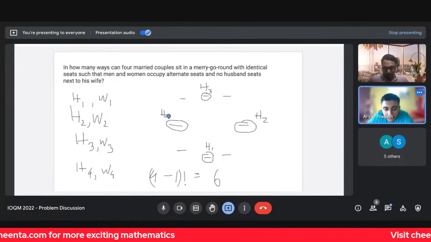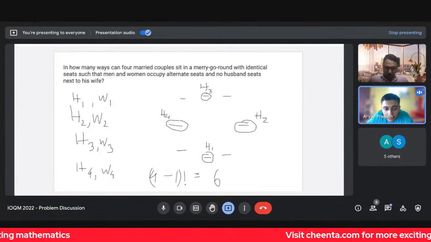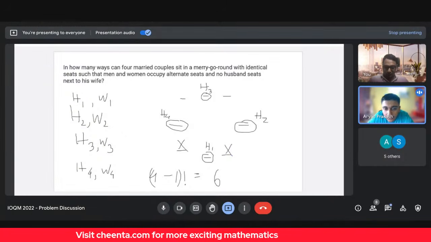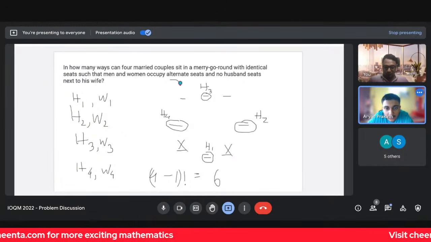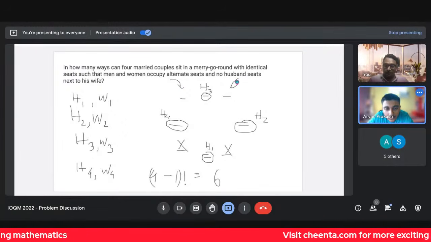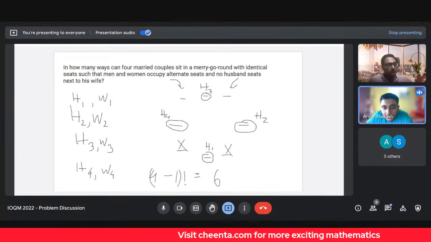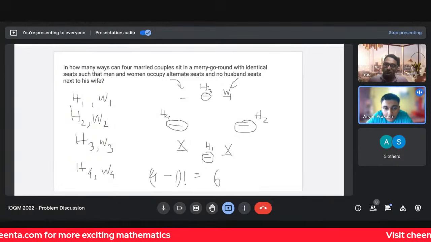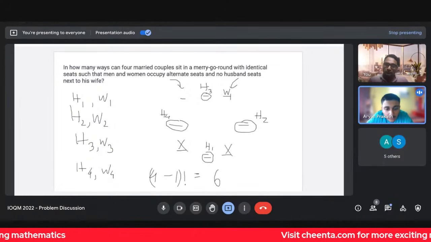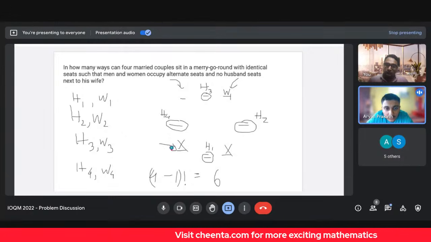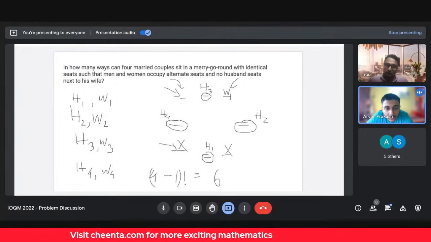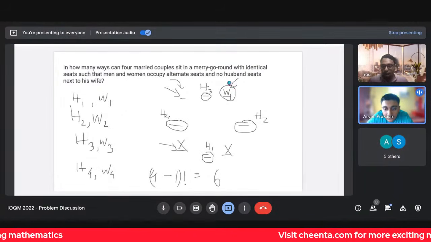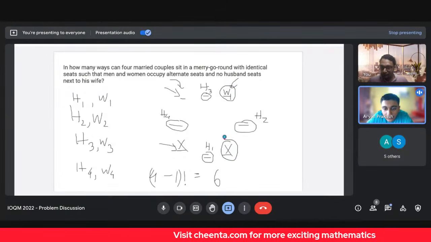Then, obviously H1 is here, and by the condition in the problem, W1 cannot sit here and W1 cannot sit here, because then W1 would be next to H1. So W1 has two choices: either it sits here or it sits here. Then I assume the first case is W1 sitting here. So clearly, if W1 is sitting there, W4, the wife of H4, cannot sit here and cannot sit here, because they can't occupy seats next to their husbands. So the only two choices are this and this. But since W1 is already occupying that place, this forces W4 to sit here.